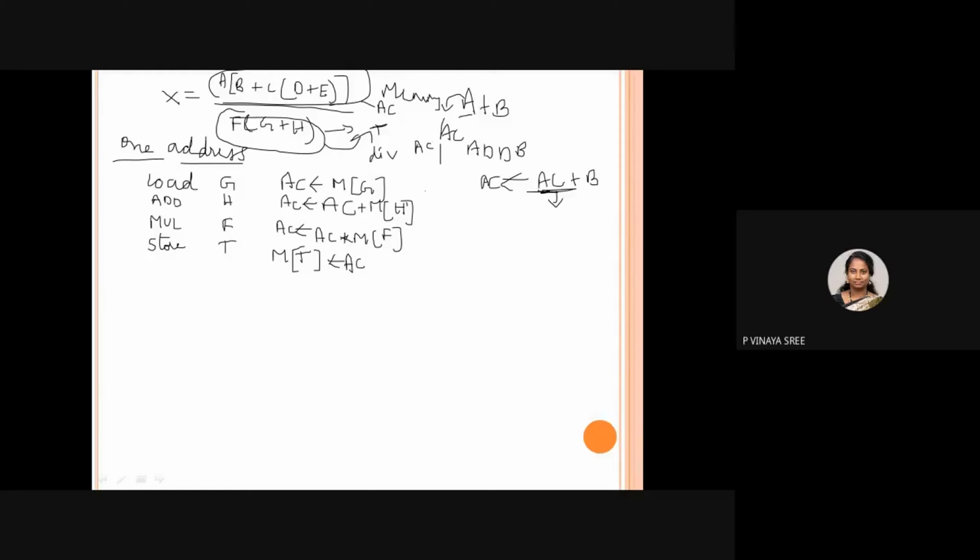So in a memory location t, which is at an address called 200, the contents of the accumulator, f into g plus h, we are storing inside this one. So this will have f into g plus h. Okay, now I stored the result.